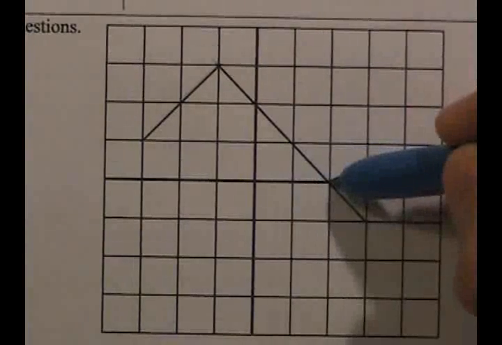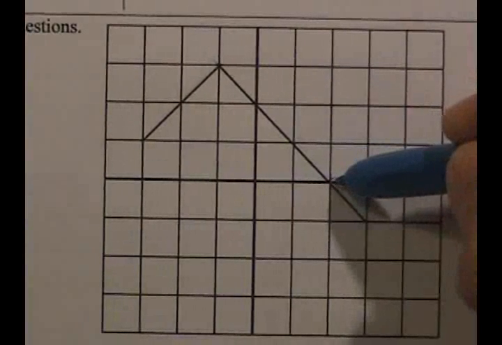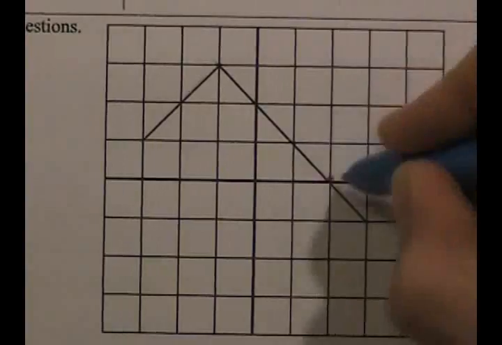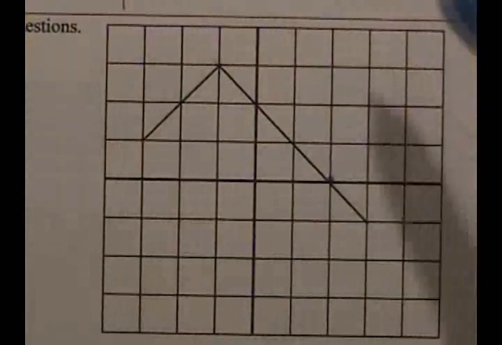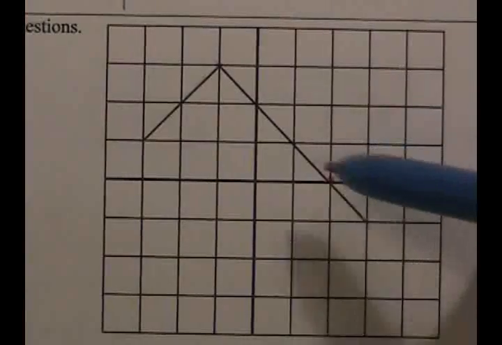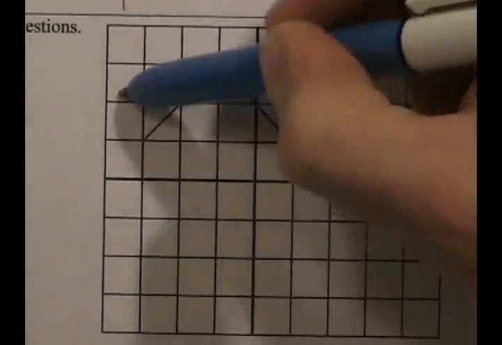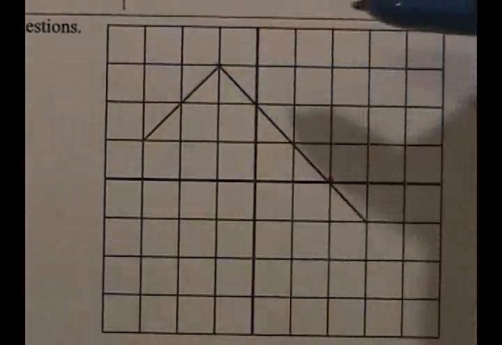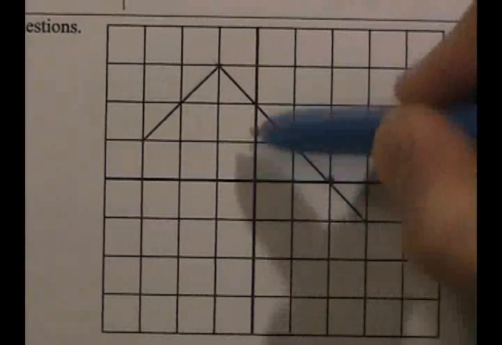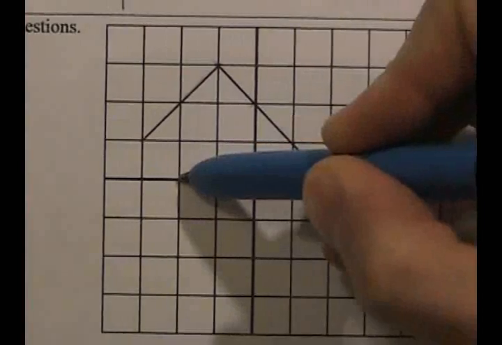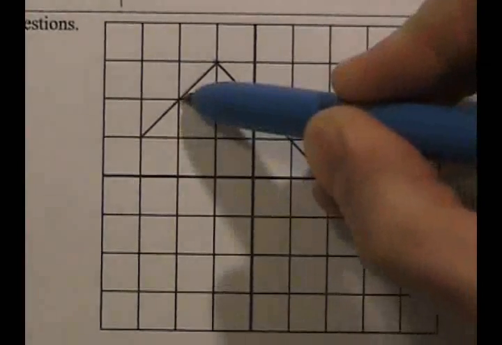So f of 2 is 0, because it's right there. That's 0. And then it says solve the equation f of x equals 2. So it's asking you what numbers give an output of 2. Since 2 is right here, the two numbers that make f equal to 2 are 0, because f of 0 is 2, and negative 2, because f of negative 2 is 2.